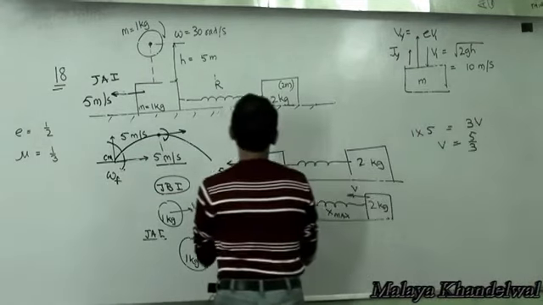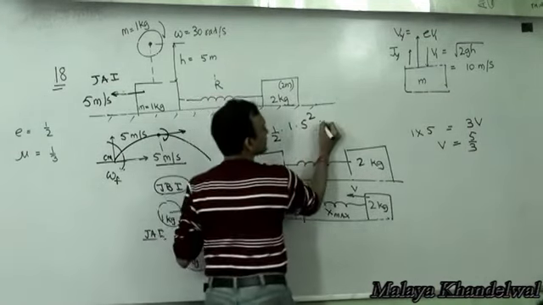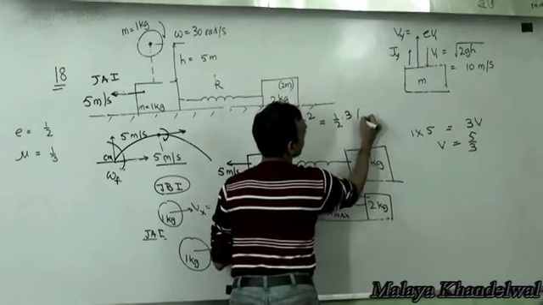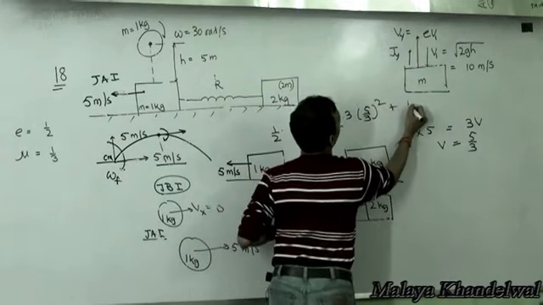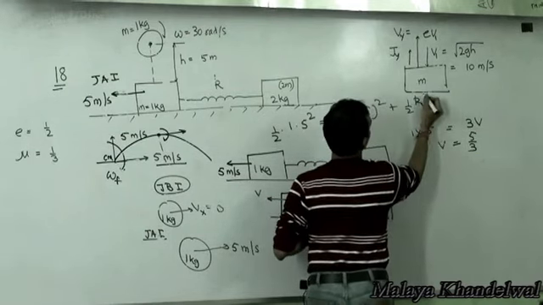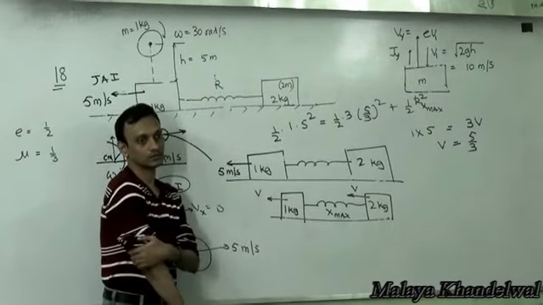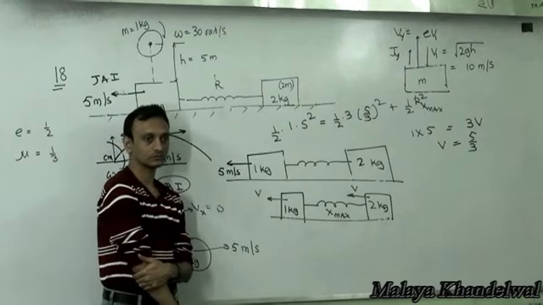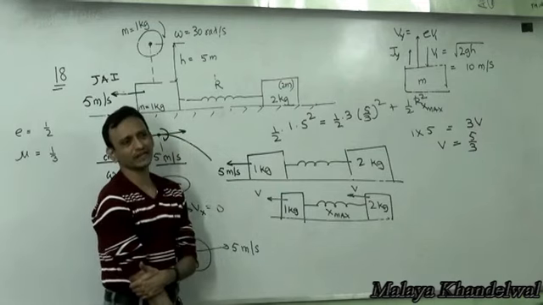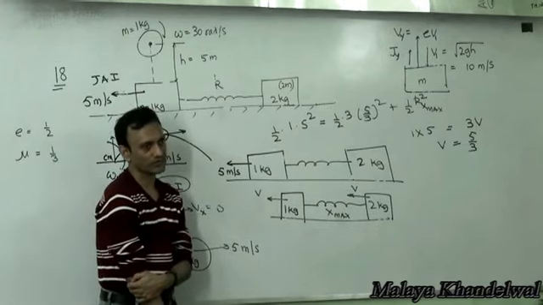And where does it all come from? The original energy was half of 1 into 5 squared. It got converted into half of 3 into v squared plus half k x max squared. That's energy compliance. So x max could be computed, or like I did in the last class, the center of mass frame reference also, reduced mass and stuff, you could have done it.